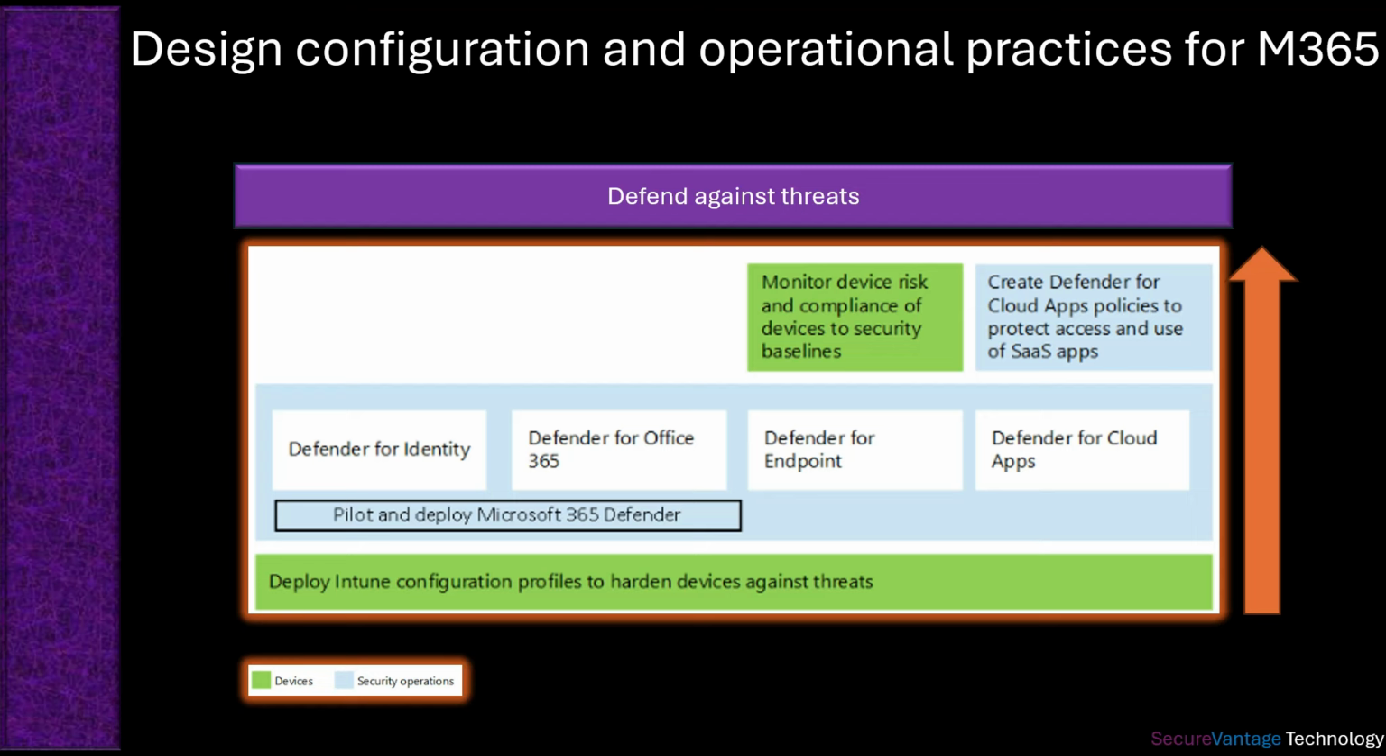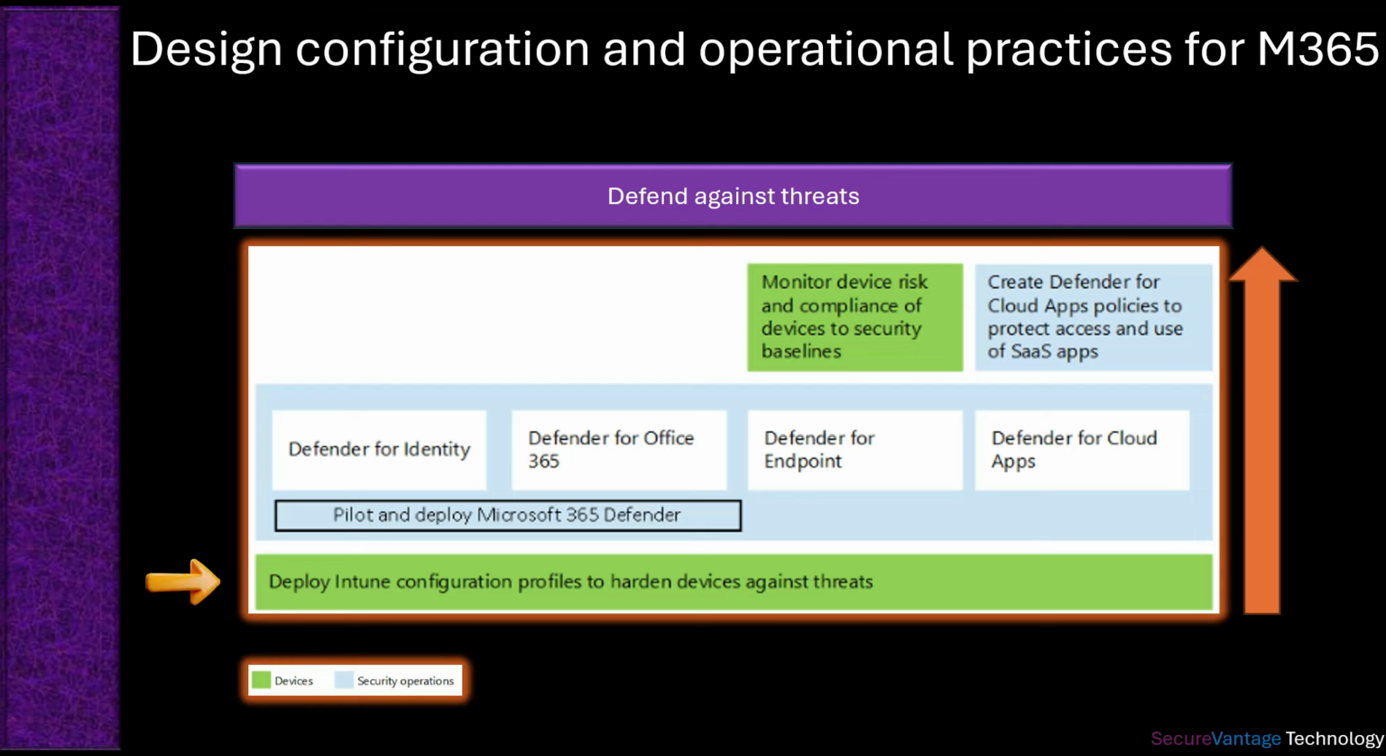Defending against threats in Microsoft 365 involves a multi-layer security approach that covers device management, identity protection, threat detection, and response across all endpoints and cloud apps. Green rows indicate rows for device security, and sky blue rows indicate the security operations team making use of Microsoft Defender XDR capability to defend, monitor, and action Microsoft 365 workloads.